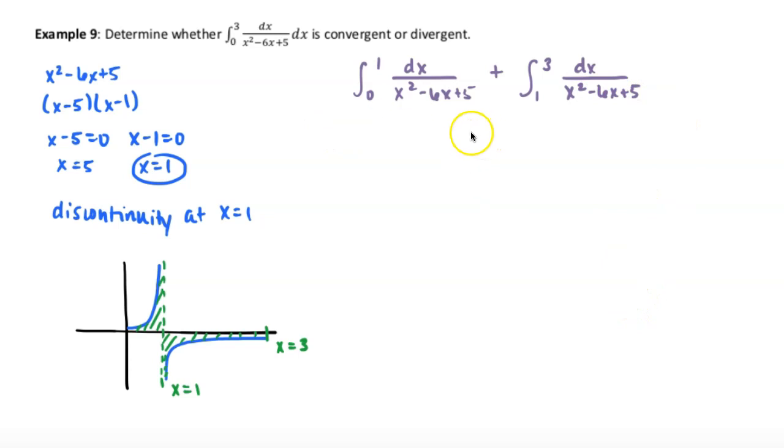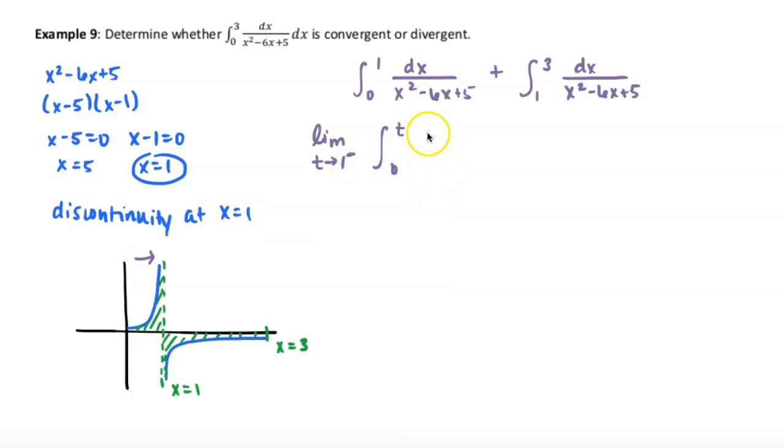Okay. Now, because this is discontinuous at 1, I'm going to switch over to my interpretation of limits, and I'm finding the limit on the left-hand side. I'm replacing this 1 with a t, right? And I'm worried about what happens for this left-hand integral as we approach 1 from the left. In this first area, I'm worried about us approaching 1 from the left.